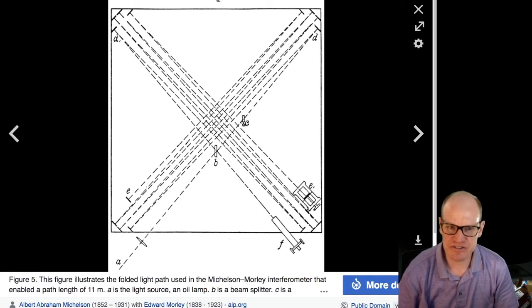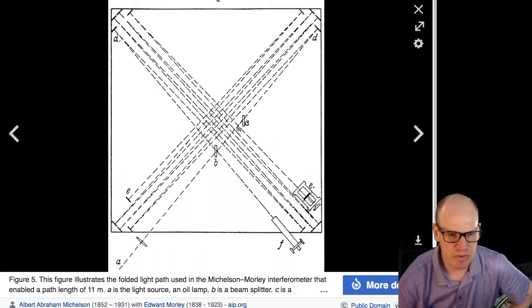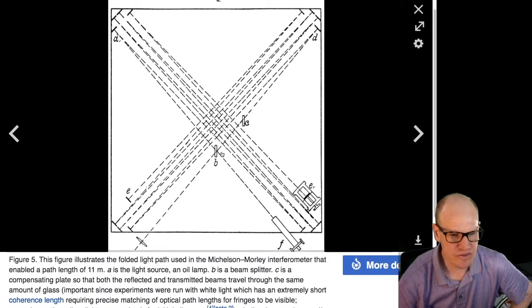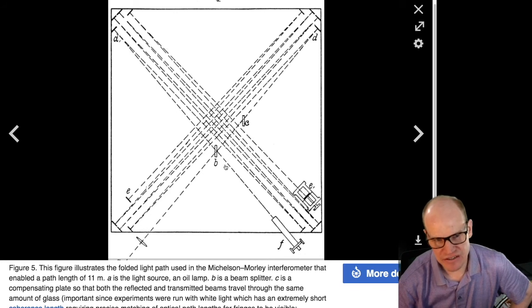But this is to compensate, to make sure that the beams have exactly the right number of wavelengths in each arm. Okay, so the beam comes in, hits the beam splitter, splits in two directions, and bounces back and forth and back and forth through these two different things, and then gets recombined at this beam splitter again, and comes in this direction.